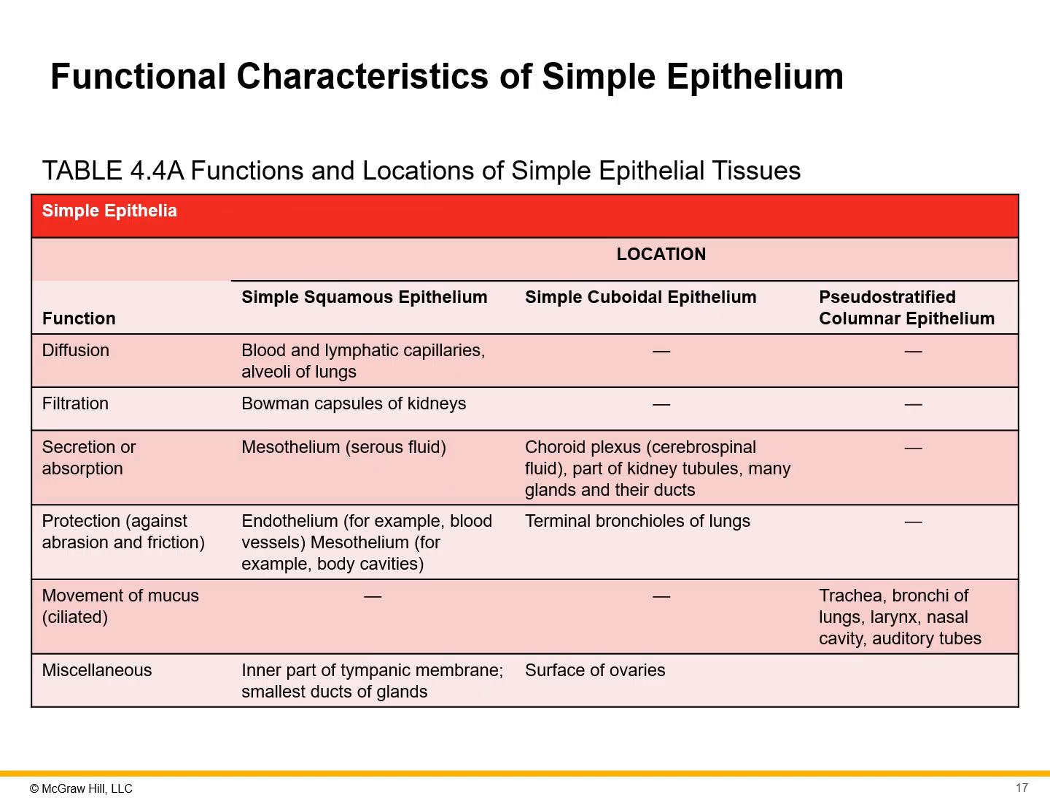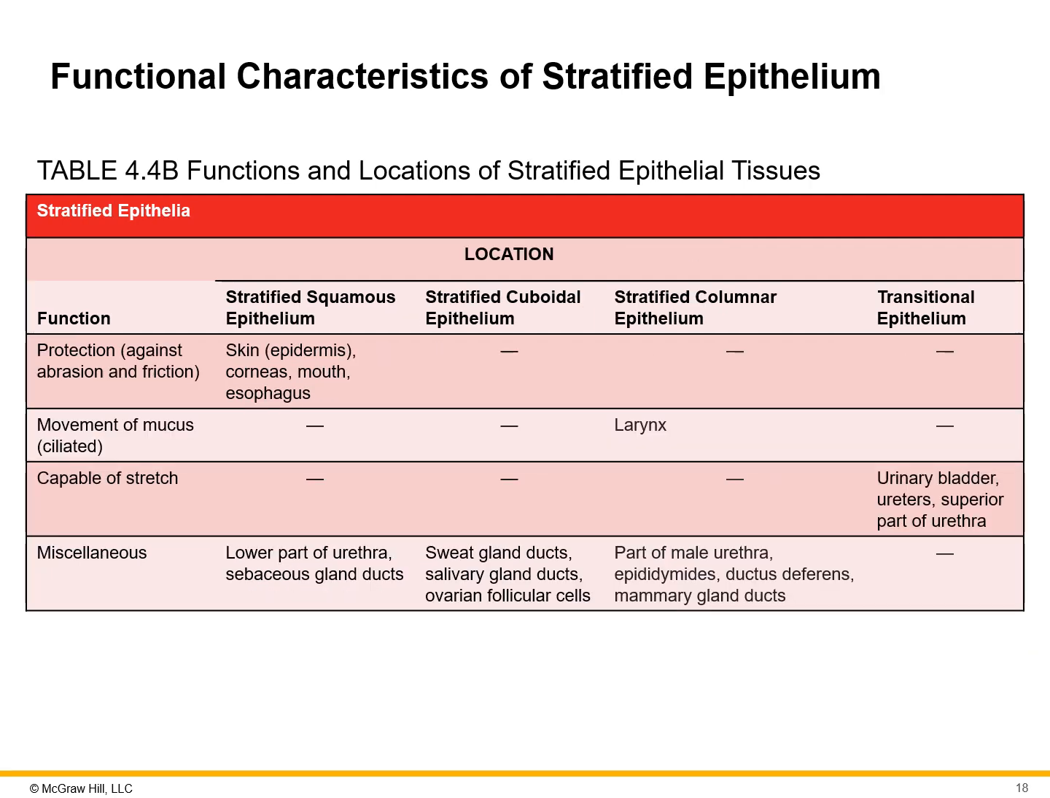Now some of the functional characteristics of these simple epithelial, whether it's squamous, cuboid, or pseudostratified, just kind of highlighting these. So again, just another way of looking at this information. So diffusion, filtration, secretion, protection, mucus, and then miscellaneous. These are all functions of epithelial. So which cell types are doing which ones?